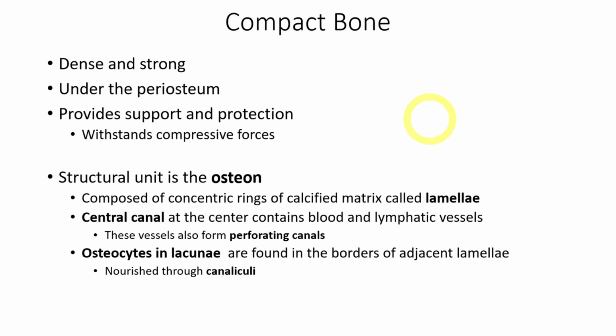Compact bone is dense and strong. It's under the periosteum, the outer covering, and it provides support and protection. It withstands compressive forces. The structural unit of the compact bone is osteon, and a very similar structure exists for the spongy bone. It's composed of concentric rings of calcified matrix called lamellae, just like tree rings. And there's always a hollow thing in the middle called the central canal, and it contains blood vessels, lymphatic vessels, nerves. These vessels also form perforating canals.